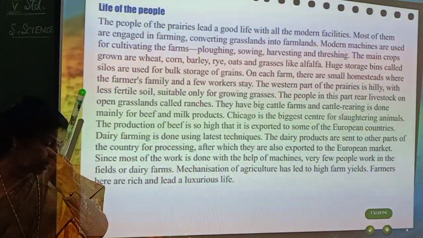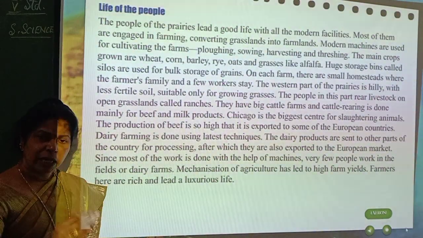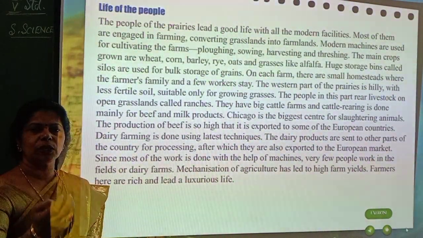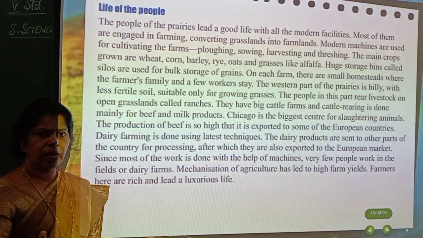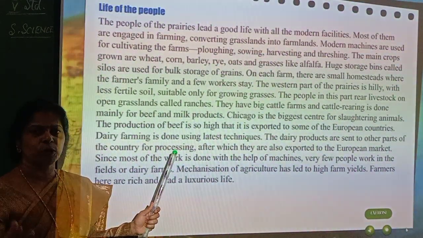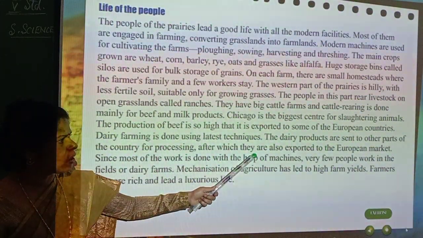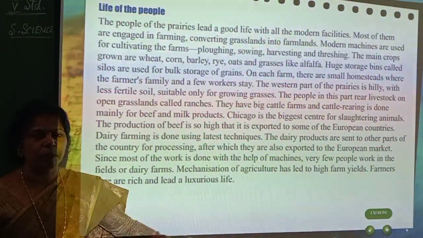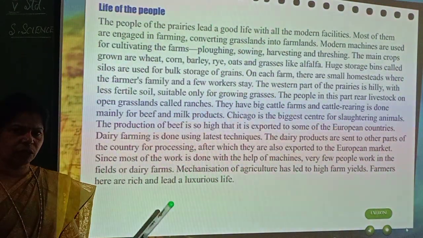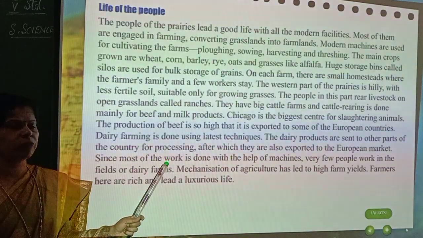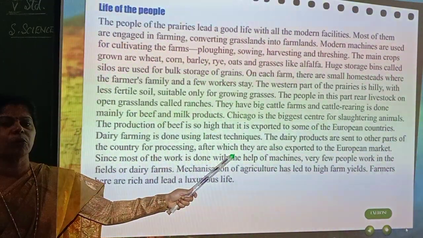Now for example, you get milk powder, isn't it? How do you get milk powder? Milk is processed and turned into powder. See, liquid is turned into powder, solid form. Understood? So that is all called processing. After which they are also exported to the European market. You get butter, ghee, cheese, all these things from milk products. And then they are exported to what?